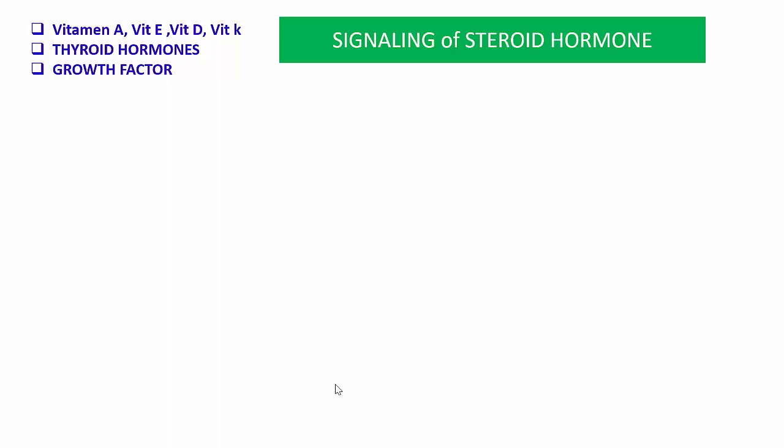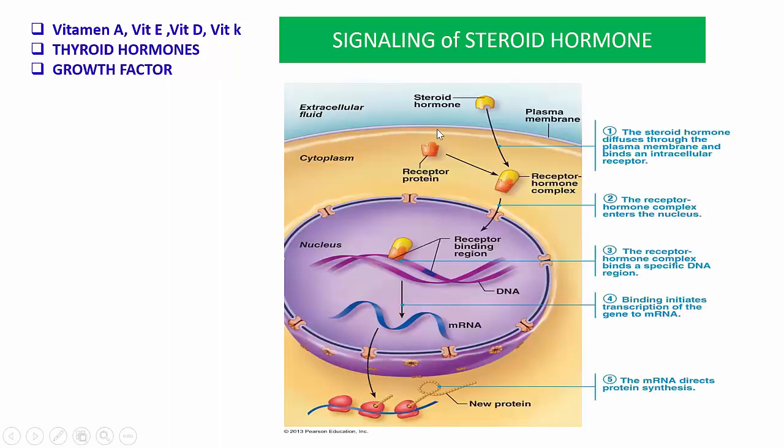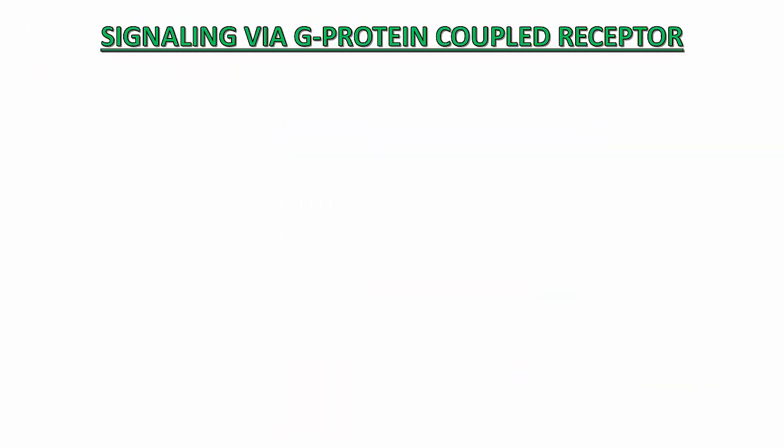So let us start with signaling of steroid hormones. In this type of signaling pathway, the steroid hormones directly enter into the cell and bind with a receptor present in the cytoplasm. The inactive receptor becomes activated, and the activated receptor along with the signal binds with specific regions of the DNA, the enhancer or silencer region, and activates gene expression. That means it is transcribed to mRNA, then mRNA to protein, and that protein mediates different responses inside the living system. Then signaling via G protein coupled receptor.